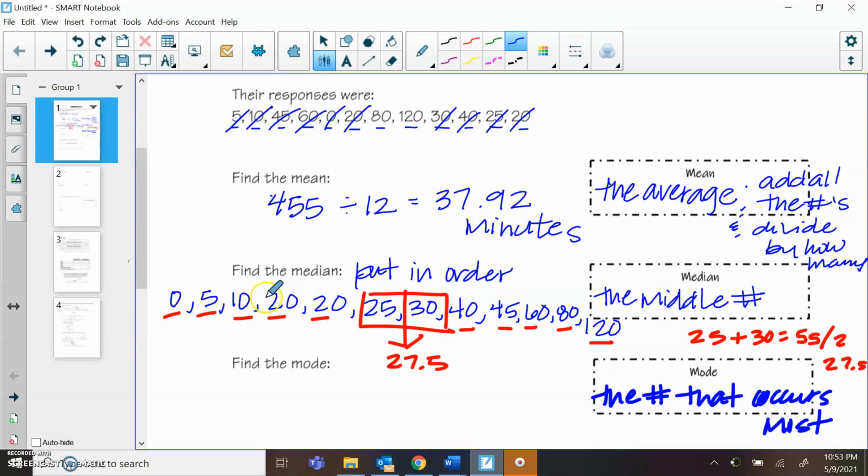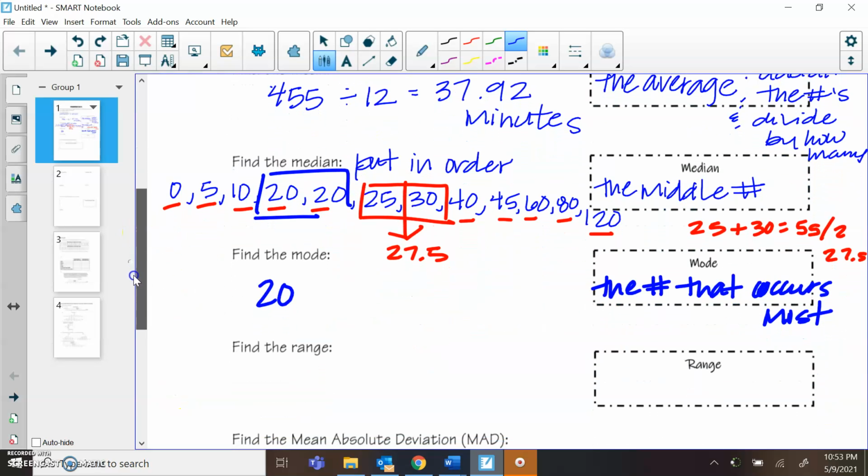That is it. So the mode has to be 20 because it happened more than any other number. Now, if there was another number that also happened twice, they could both be the mode. So in this case, 20 happened the most, so it is the mode, but if there was more than one, you can have more than one mode.